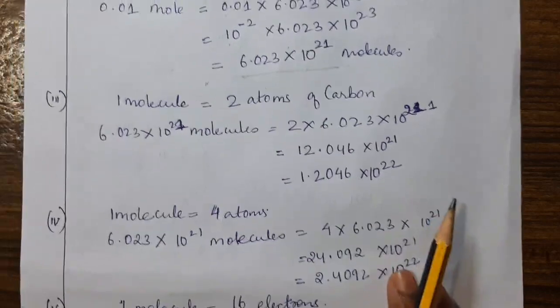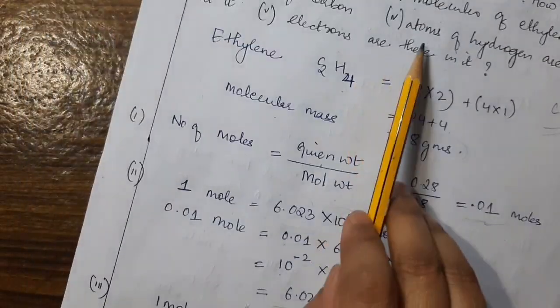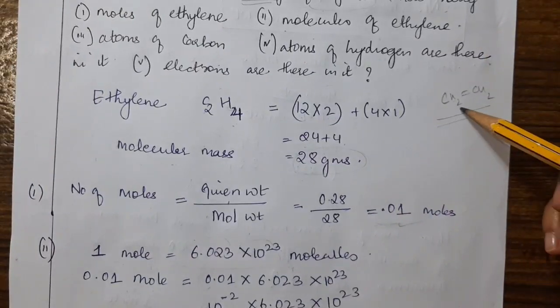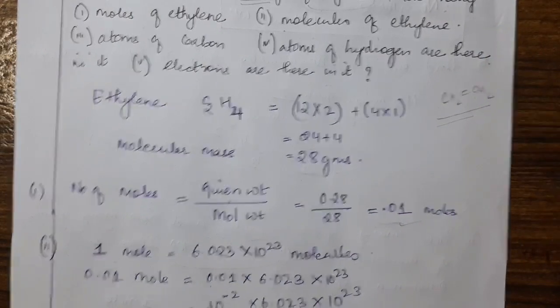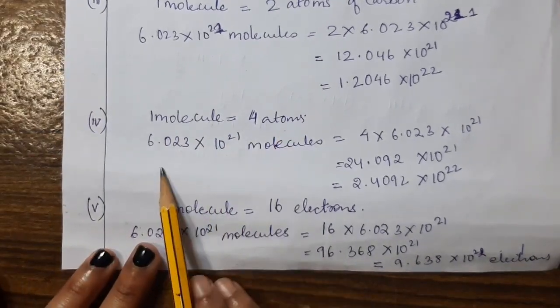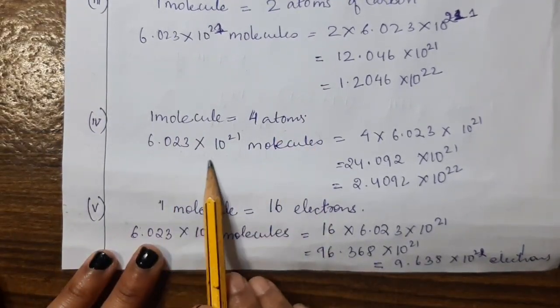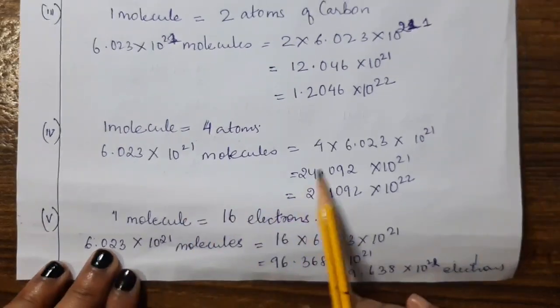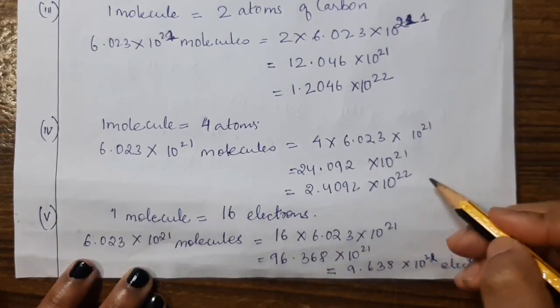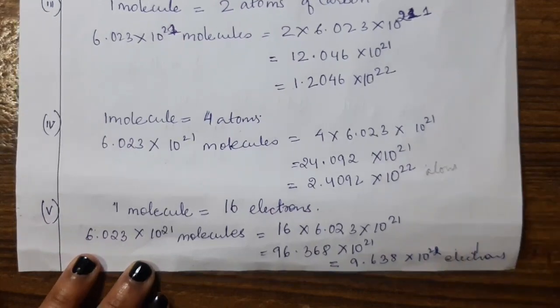Then another question is, how many atoms of hydrogen? In one molecule, how many atoms of hydrogen are there? 2 plus 2, 4. So you can find out easily. One molecule, 4 atoms. For how many molecules? 6.023 into 10 to the power 21 equals 4 into this. These are the number of atoms of hydrogen.